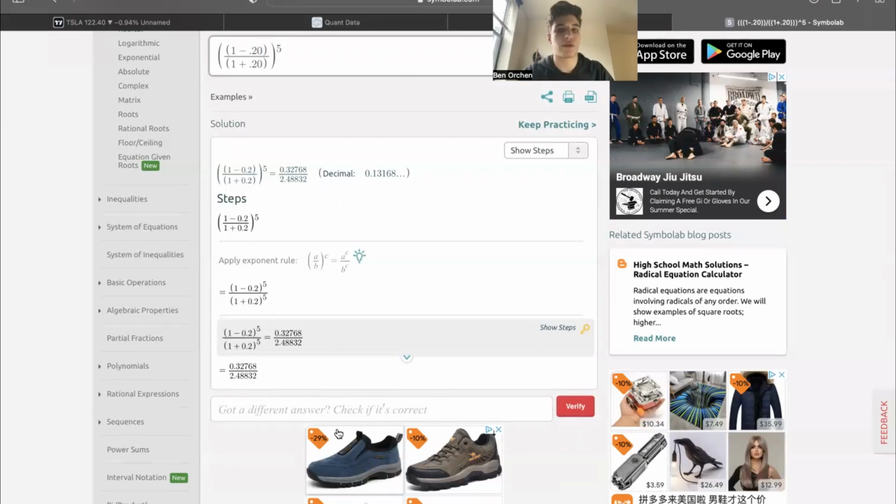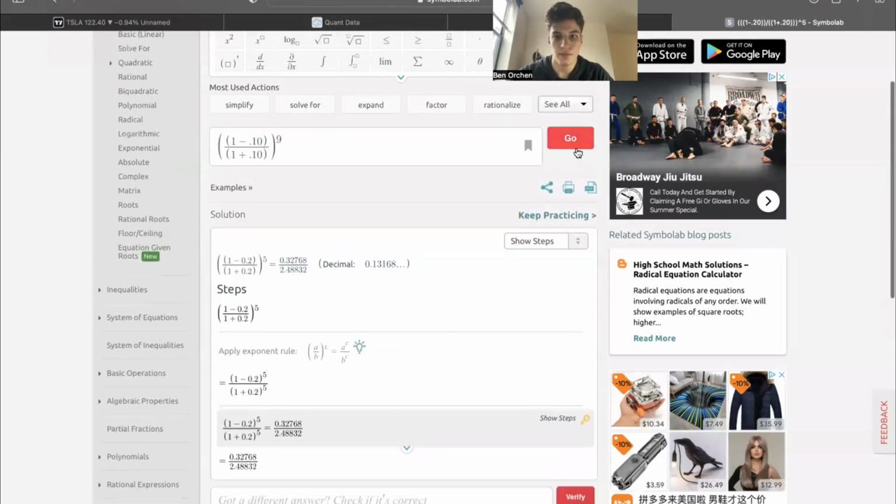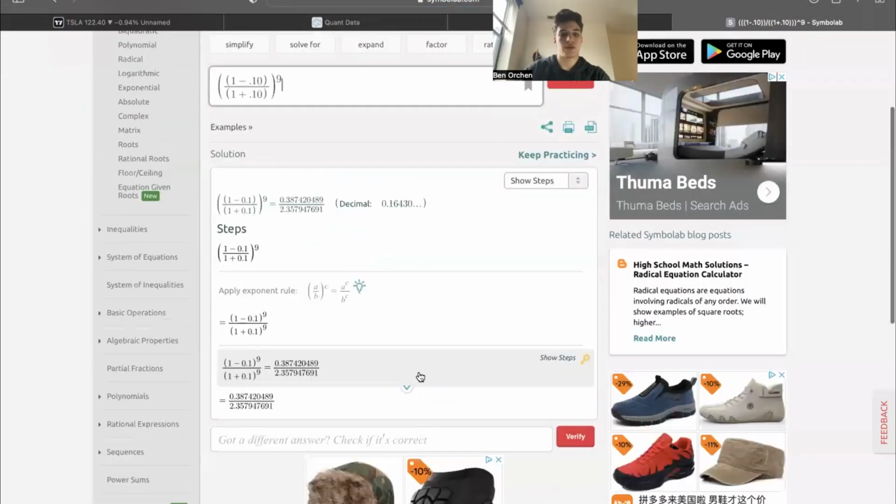So again, you can mess around with this equation and change the numbers however you want. But this just gives us an idea. So let's go back to our original 10% A, but let's increase our trades here to 9 trades. So what does this give us? This gives us 0.3874289 divided by 2.357947691. All right, now what does that give us? That gives us 16.4.